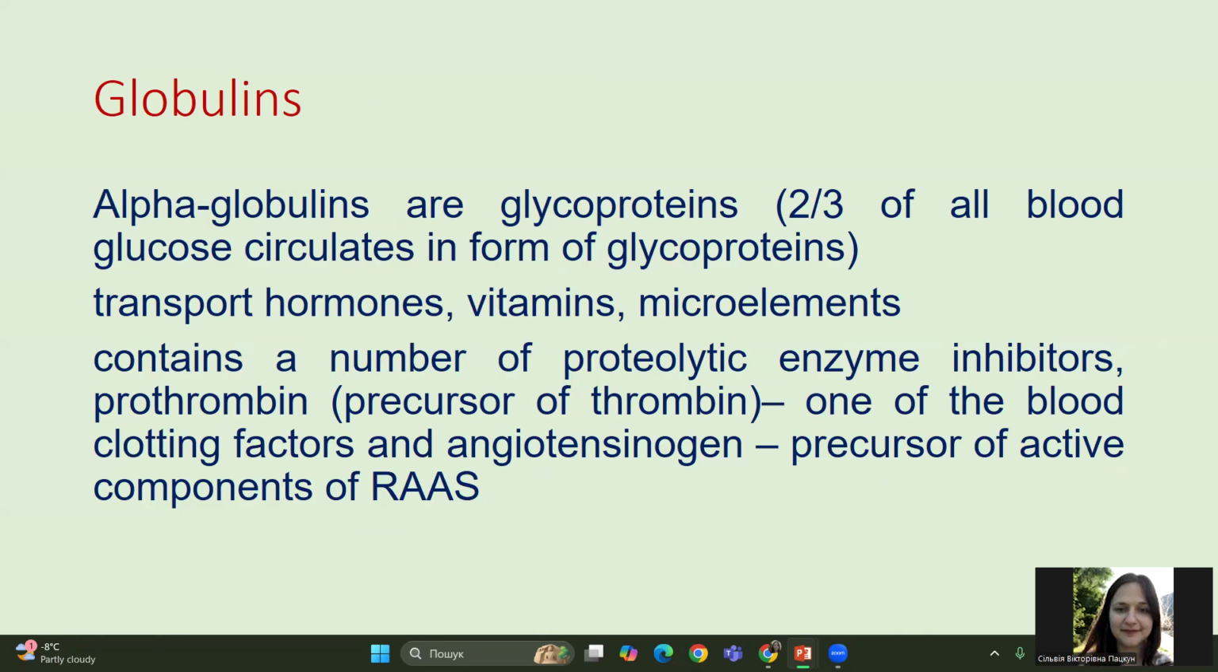Globulins include three fractions: alpha globulins, beta globulins, gamma globulins. Alpha globulins are glycoproteins. 2/3 of all blood glucose circulates in the form of glycoproteins. They are also responsible for transport of hormones, vitamins, microelements. They contain a number of proteolytic enzyme inhibitors, prothrombin, one of the blood clotting factors, and angiotensinogen.